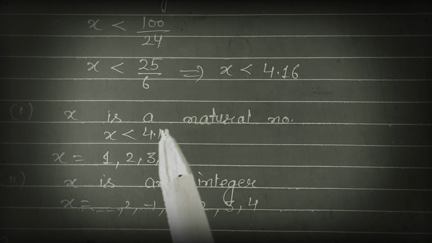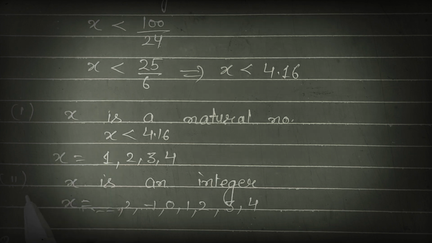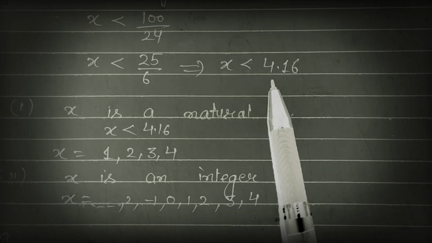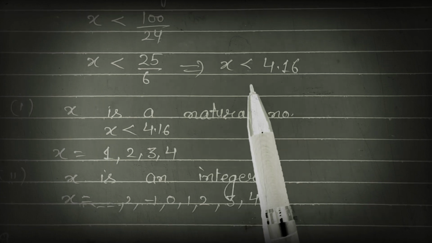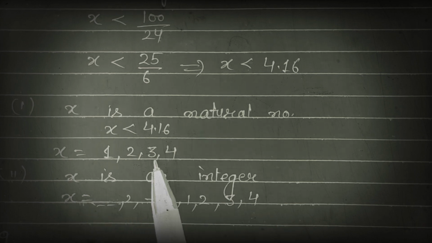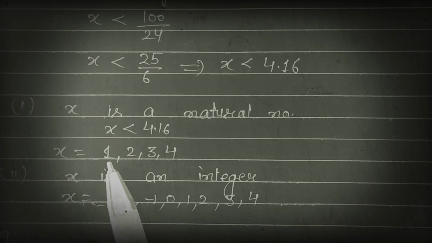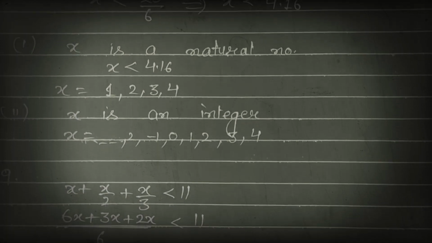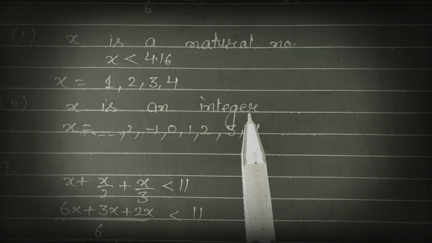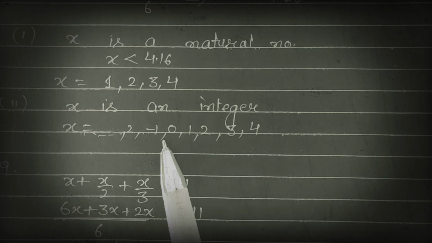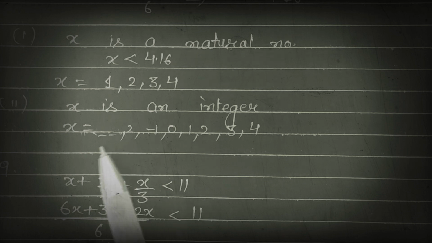In the first case x is a natural number, and in the second case x is an integer. So if x is a natural number and less than 4.16, it can be 1 or 2 or 3 or 4. And in the second part, x is an integer. X is an integer means it can be 4, 3, 2, 1, 0, -1, -2 and so on.